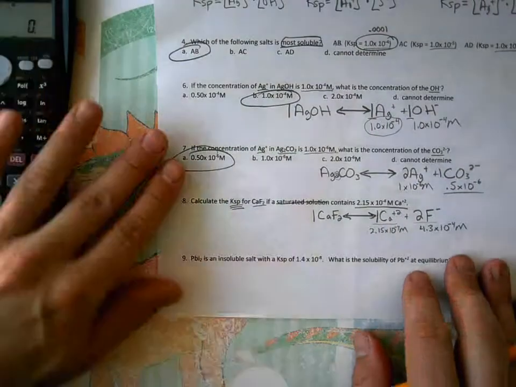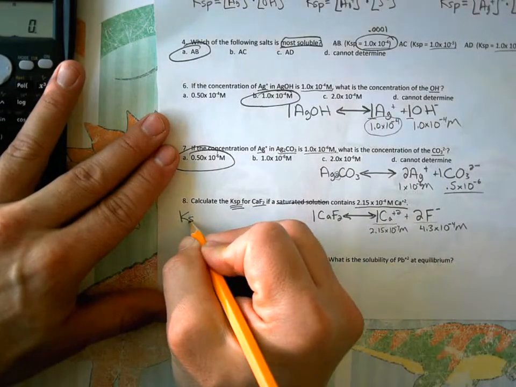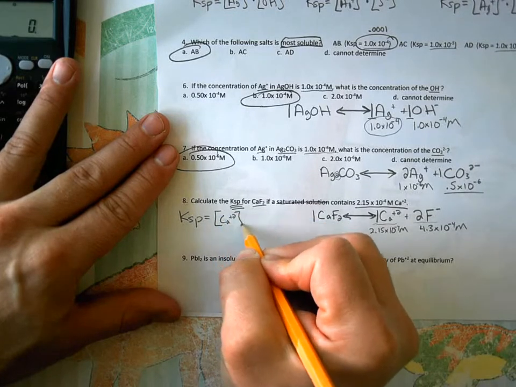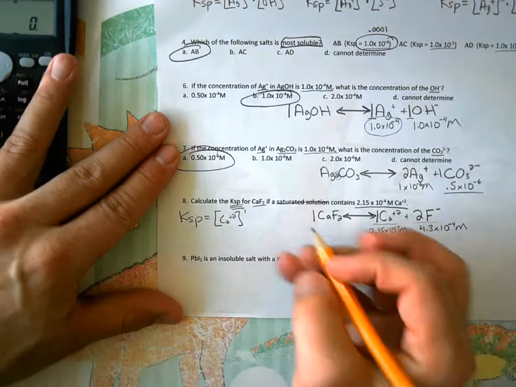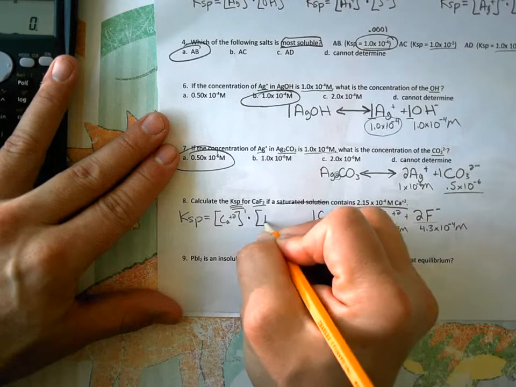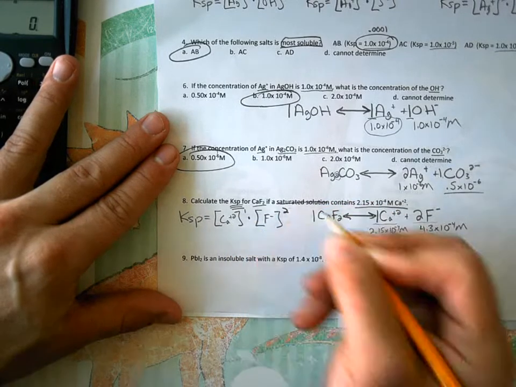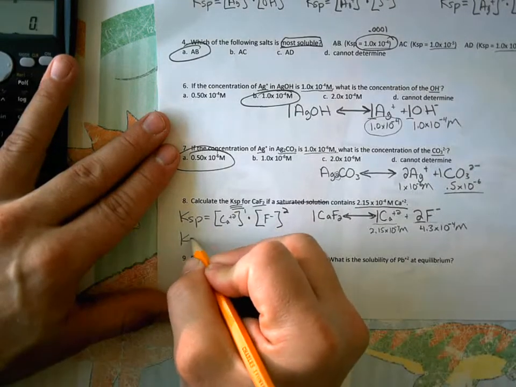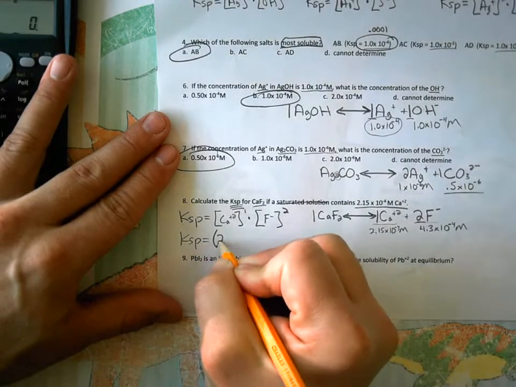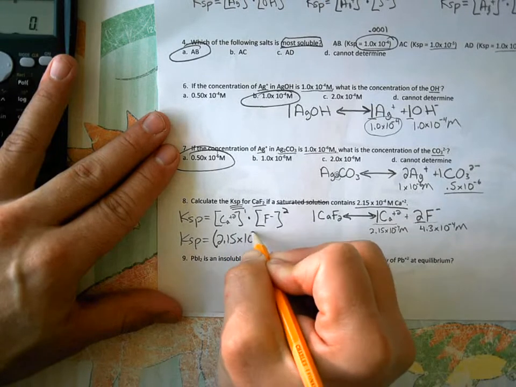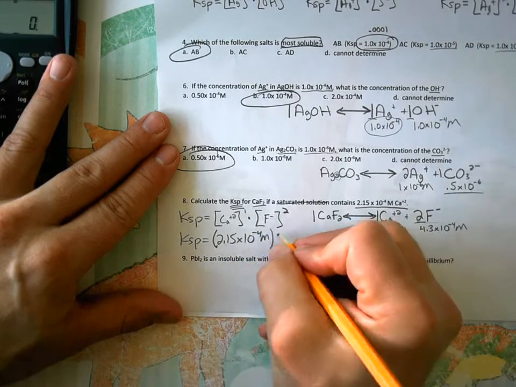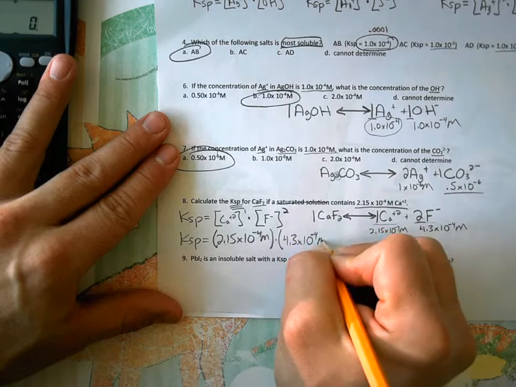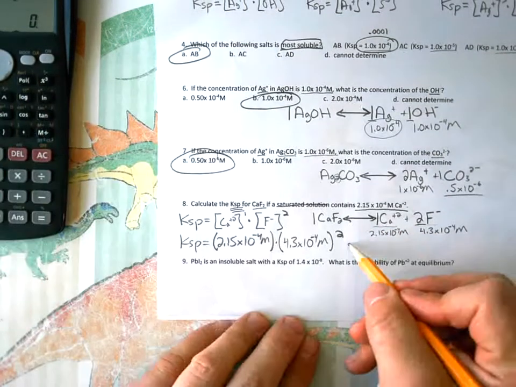Okay, next. Now I would go and set up the KSP expression. KSP will equal the concentration of calcium to the first power because it has a coefficient of 1, times the concentration of fluorine ions squared because it has a coefficient of 2. So that means KSP would equal 2.15 times 10 to the negative 4th molar times 4.3 times 10 to the negative 4th molar squared.